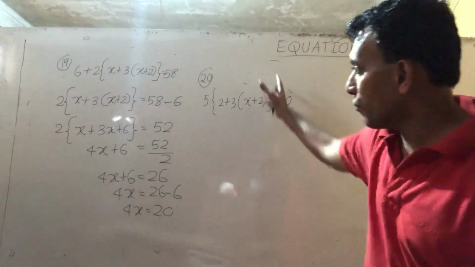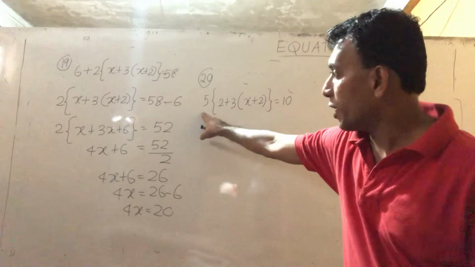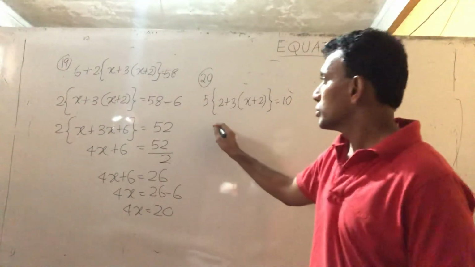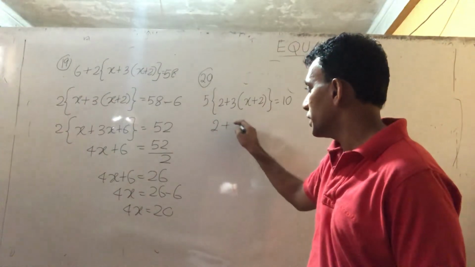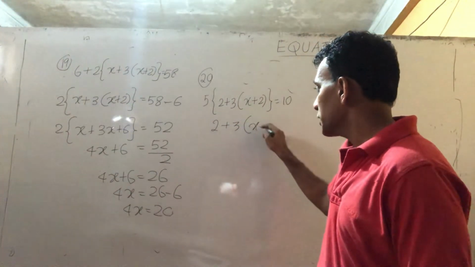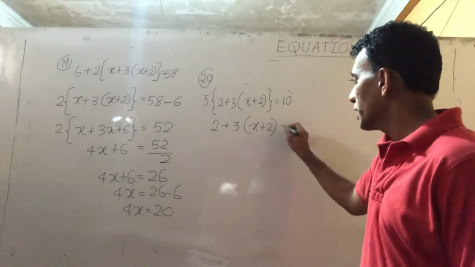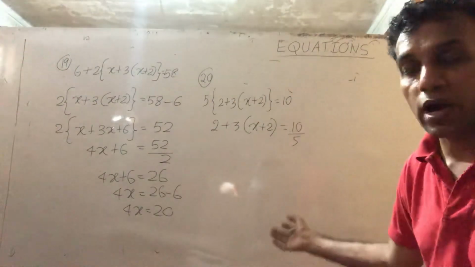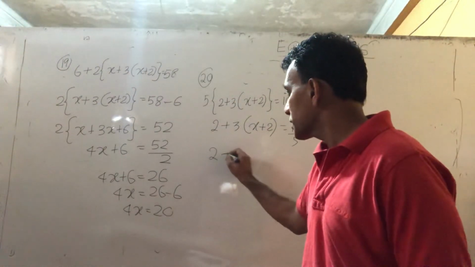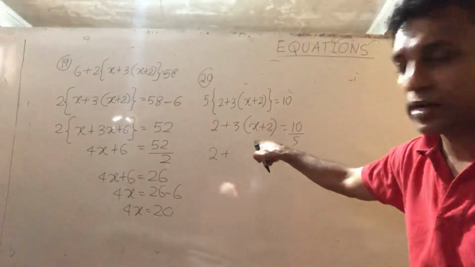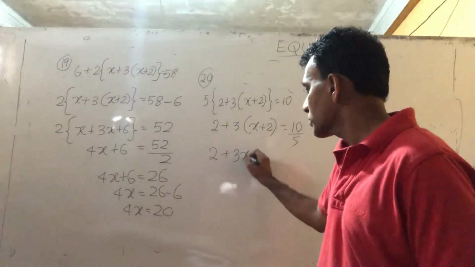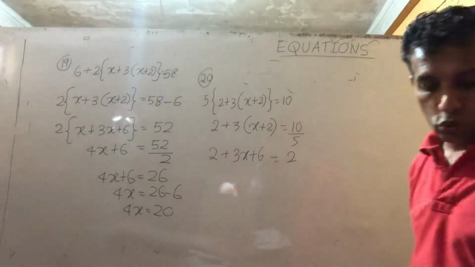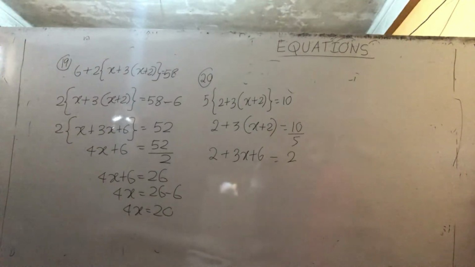On this one, everything outside is 5. That means 5 is multiplied with the curly bracket. So better you take the 5 to this side. So 2 plus 3 into (x plus 2) equals 10 divided by 5. Multiplied on this side, divide. So 2 plus, can I multiply 3? Remove the single bracket now. 3 times x plus 6. 10 divided by 5 is 2.